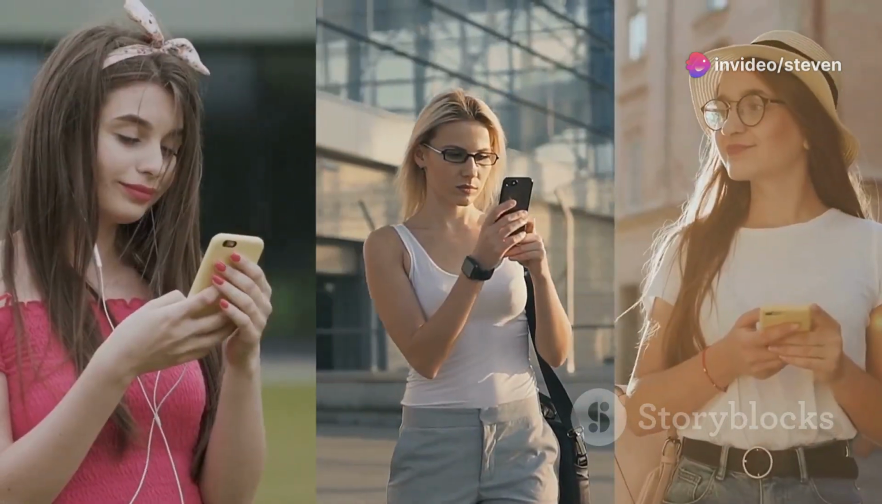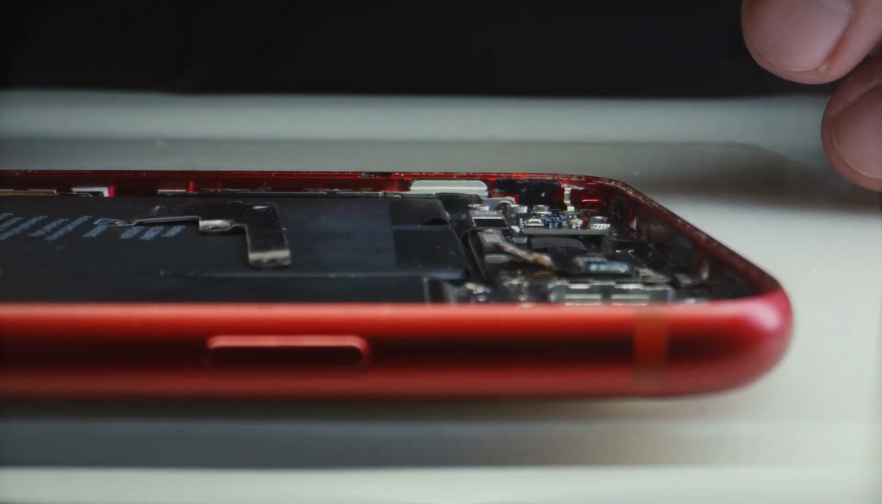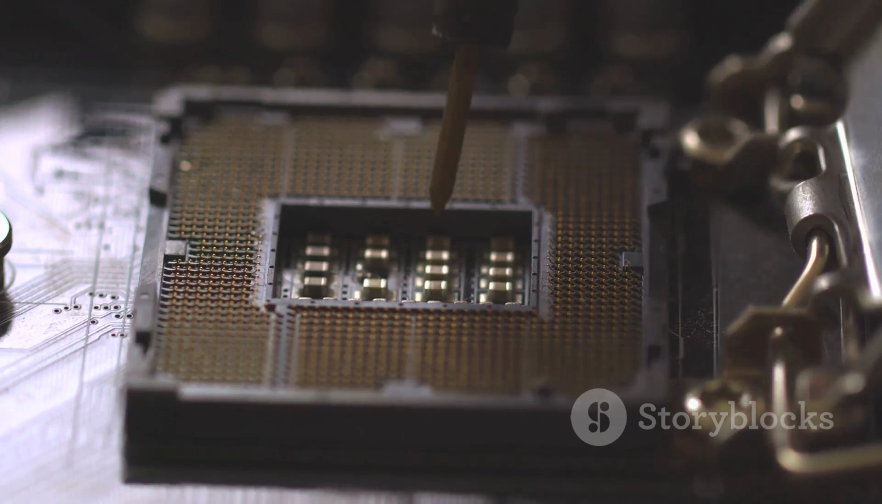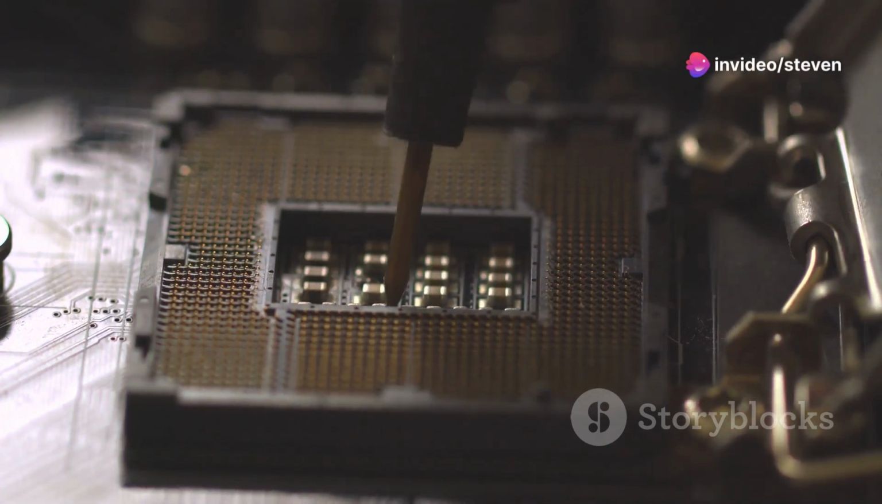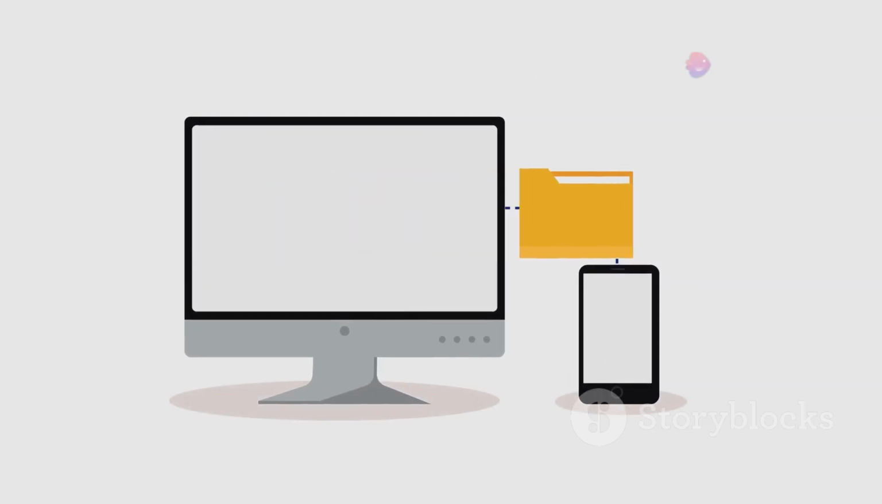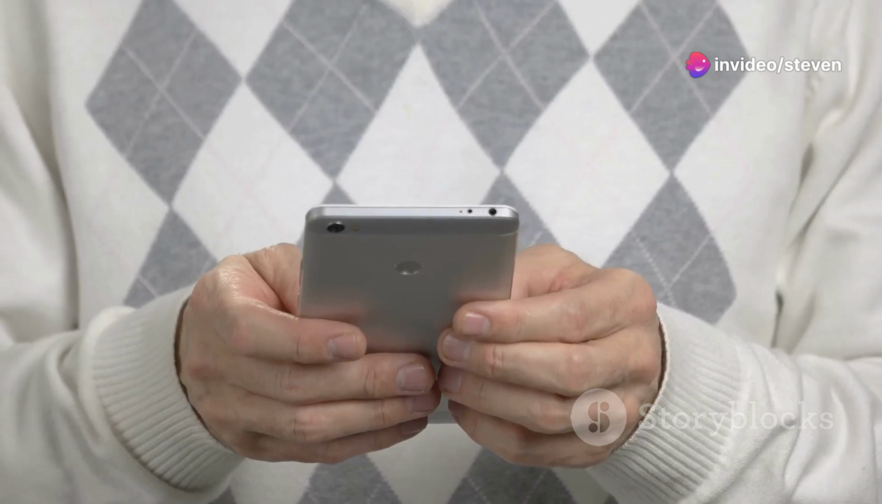Smartphones have become an indispensable part of our lives. But have you ever wondered how these pocket-sized devices can do so much? At the heart of every smartphone is a tiny microchip, a marvel of modern technology. This microchip contains billions of transistors, tiny electronic switches that control the flow of electricity. These transistors work together to process information, run applications, and connect to the internet. The smartphone's operating system acts like a conductor, coordinating all these functions.